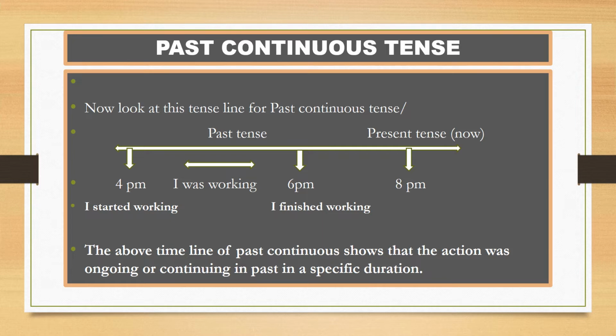So the above timeline of past continuous tense shows that the action was ongoing or continuing in the past in a specific duration from 4 p.m. to 6 p.m. In this duration, the action was continuing or ongoing. So this is past continuous tense.